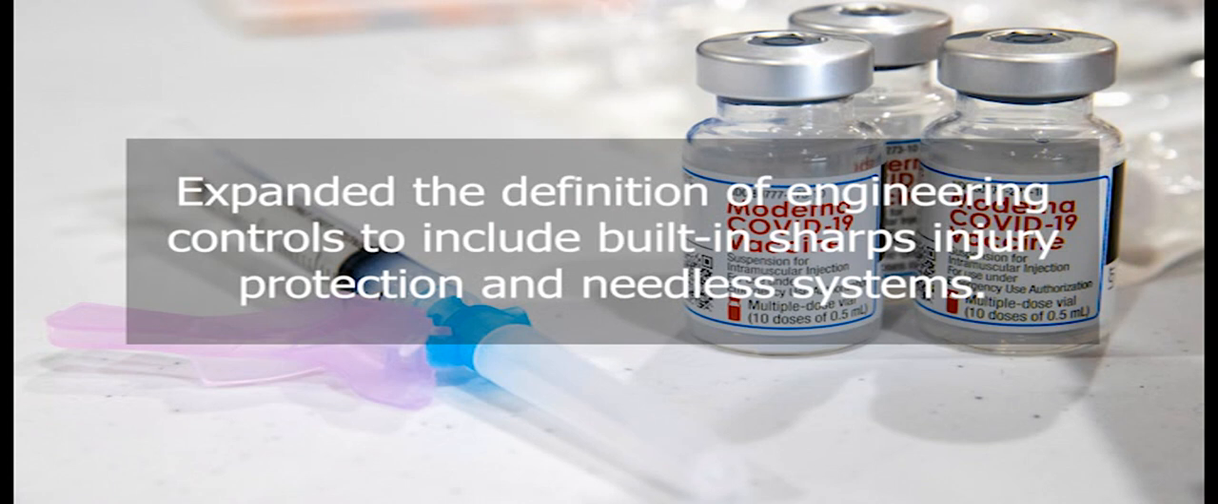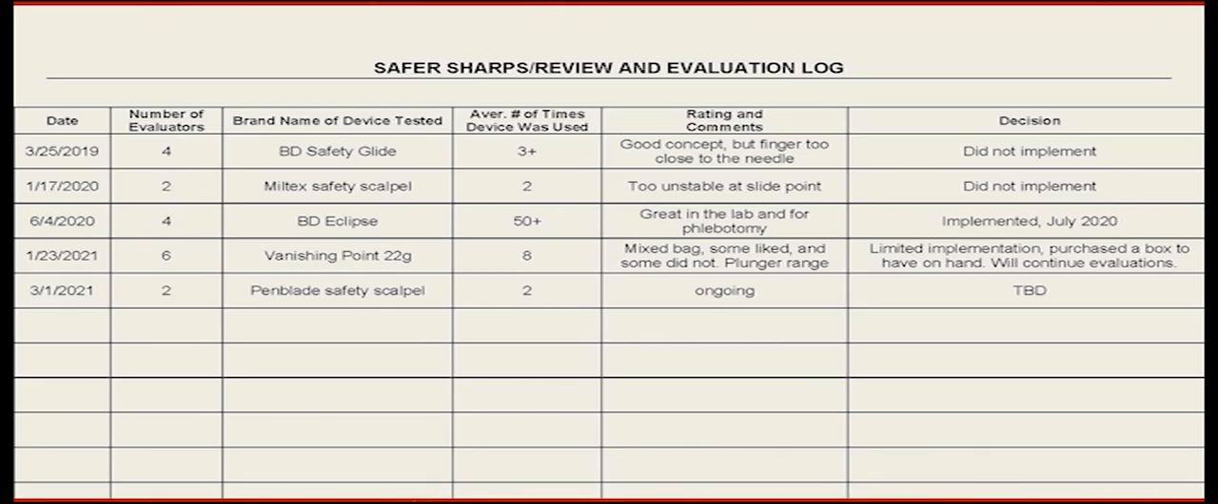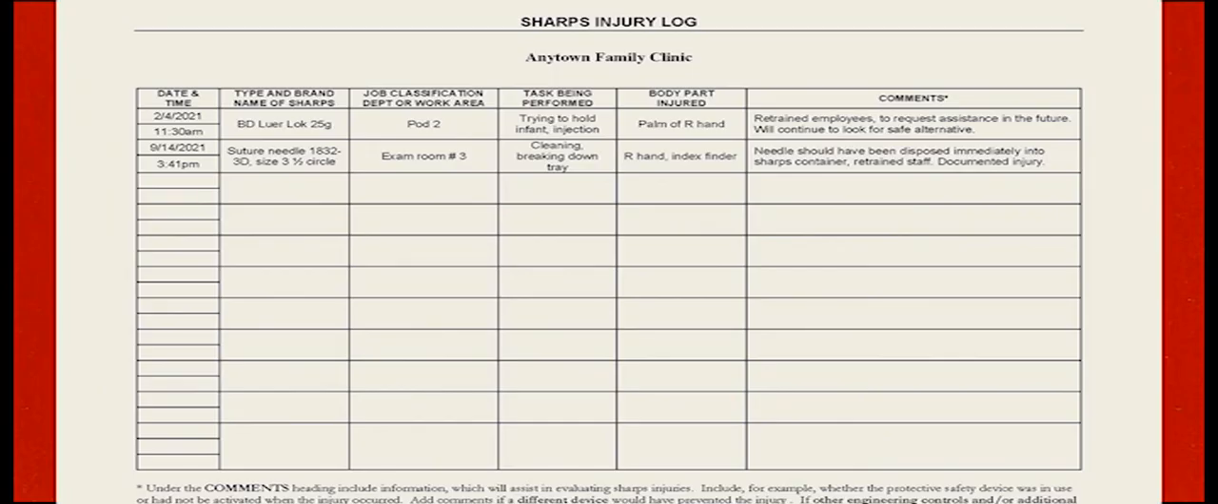In addition to the original standard, the revised standard expanded the definition of engineering controls to include devices with engineered sharps injury protection and needleless systems. It also requires you to solicit input from non-managerial and frontline workers for the identification, evaluation, and selection of these devices and other engineering controls. Review and update your exposure control plans to reflect changes in technology that eliminate or reduce such exposure and document their consideration and implementation if they're deemed appropriate. Maintain a sharps injury log of percutaneous injuries with information on the type and brand of device involved, the department where the incident occurred, and an explanation of the incident.